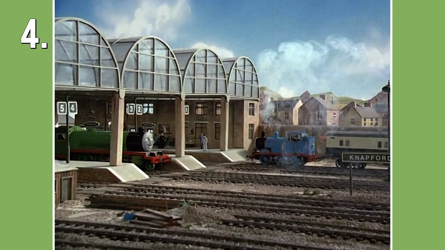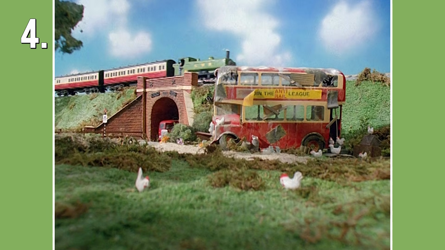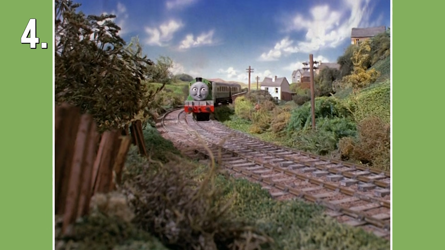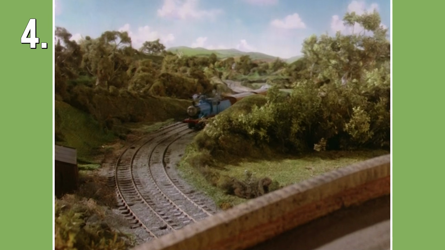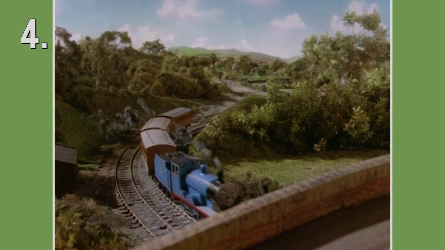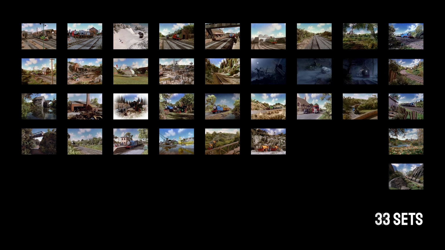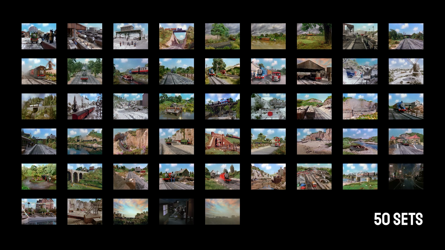And number 4. Every single set from seasons 1 through 4 is on this map. That is not an exaggeration. Every single applicable set is on this map. I actually went in and counted every set from each season and made a checklist to make sure I covered everything. In Season 1, there were 51 sets. In Season 2, not counting repeats, there were 33. Season 3 introduced 50, and there are 11 from Season 4 we can use.